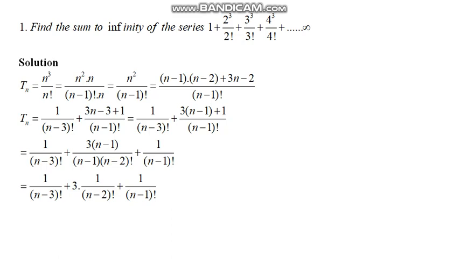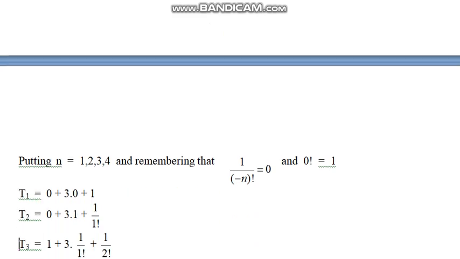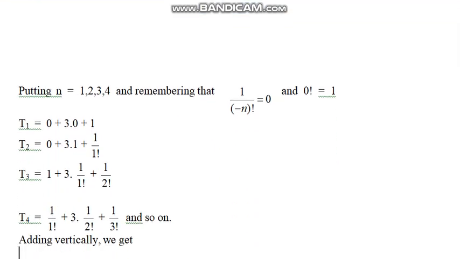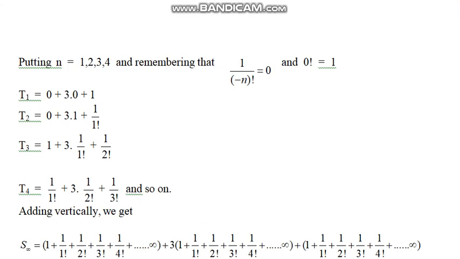So now it becomes (n minus 1)(n minus 2) plus 3n minus 2, divided by (n minus 1) factorial, and taking the partial fraction, we can find like this. Find the sum to infinite now. So put n equal to 1, 2, 3, 4, and remembering that 1 by (minus n) factorial equals 0, therefore 0, since 0 factorial is 1. So t1, t2, t3, just replace n by 1, 2, 3, 4 and we can find like this, and so on.